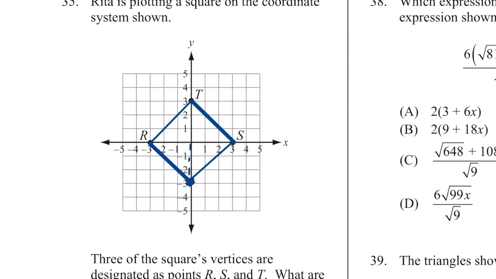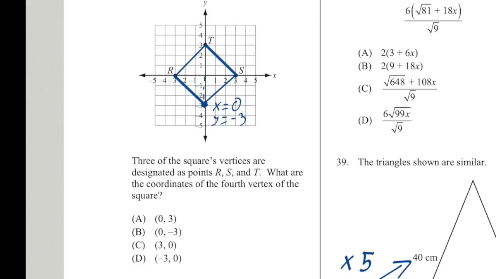Now I'll use my dotted lines to figure it out. It looks like this point is at x equals 0 on the x-axis. And then on the y-axis, it hits -3. So now I know my coordinate is x, y, so it's 0, -3, which is B in the answer choices.